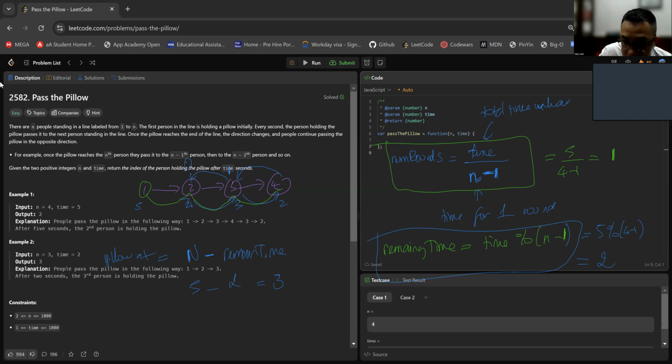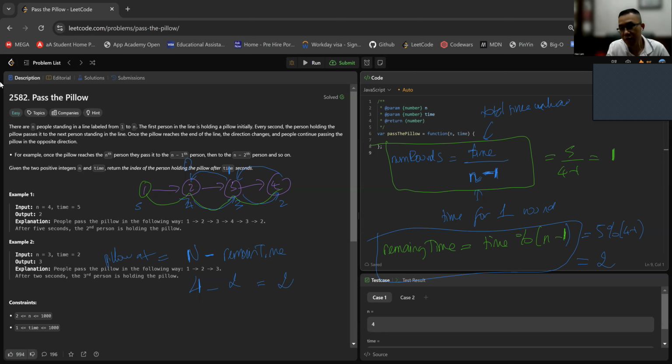N minus the remaining time, right? Yeah. Or the remaining time plus 1. Right. Oh, yes. N is 4. I was freaking out for a good second. Okay. So yeah, N is 4. 4 minus 2 is 2, right? So we know exactly where the pillow is.